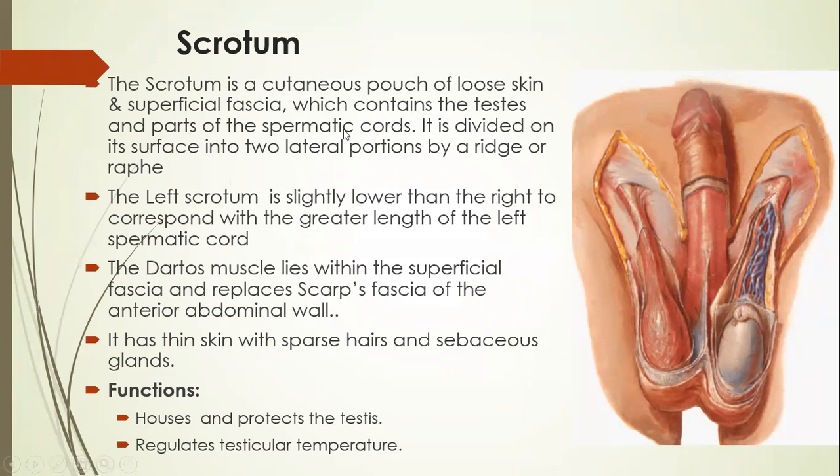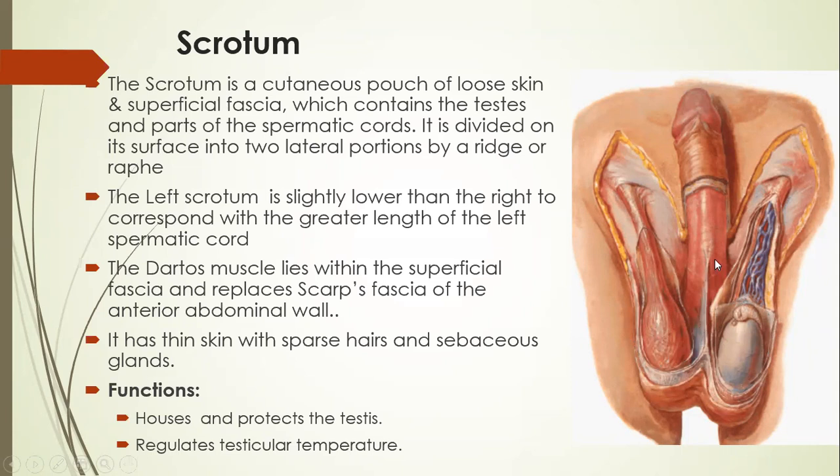And parts of the spermatic cord, as I said, is the extension from the testes through which the vas deferens and the plexus of veins and arteries pass. That is called the spermatic cord. It is divided on its surface into two lateral portions by a ridge, the raphe. In the center there is a raphe or ridge which divides the scrotum into two halves, so that there are two semi pockets within which the testis will be present. It's a big bag within which it is divided.